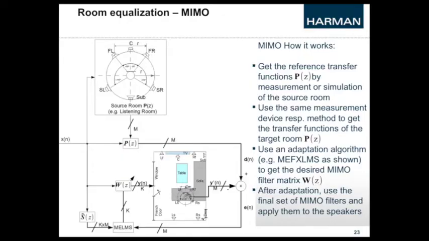Okay, but how does it work? Now let's go a little bit into the math. So here you can actually see a multiple error FXLMS algorithm. This means a multiple error filtered input least mean square. This means I have a source signal which goes through a primary room.